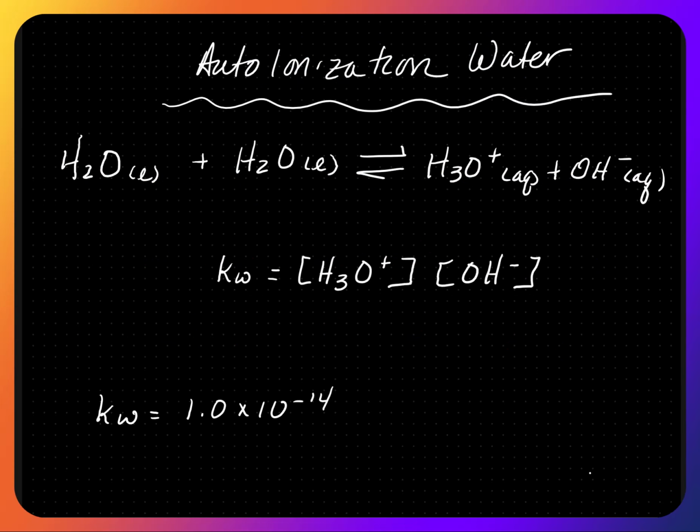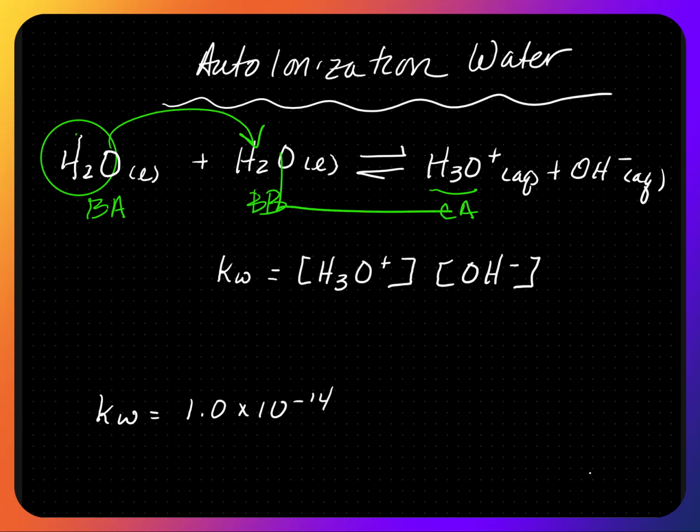Autoionization of water occurs because two water molecules get together and one of the water molecules behaves like a Bronsted-Lowry acid, the other one behaves like a Bronsted-Lowry base. So the Bronsted-Lowry acid will donate a hydrogen to the Bronsted-Lowry base to produce H3O+, which is a conjugate acid. These two are a conjugate pair, and the water's conjugate pair will be hydroxide ion, which is my conjugate base. They differ by one hydrogen.